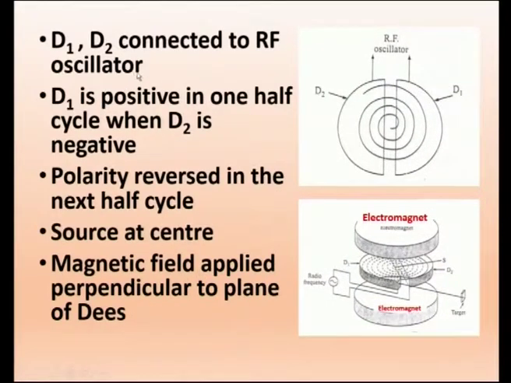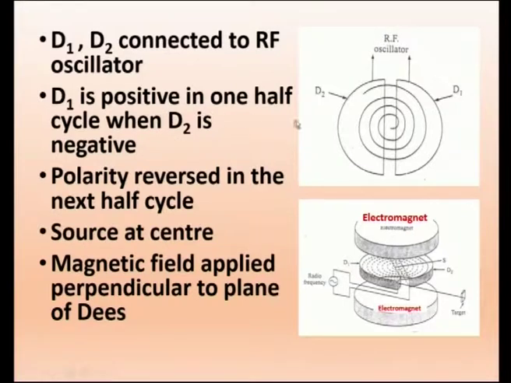Now D1 and D2 are connected to the RF oscillator. The diagram has been put again on this page so that I need not go back. So we have D1 and D2 connected to the RF oscillator, as we already stated. D1 is positive in one half cycle when D2 is negative. This is the RF oscillator, so a sinusoidal oscillation will be there. When this is positive, the other one is negative, because the two terminals are connected. When that is positive, this will be negative.